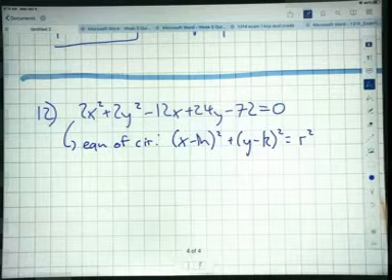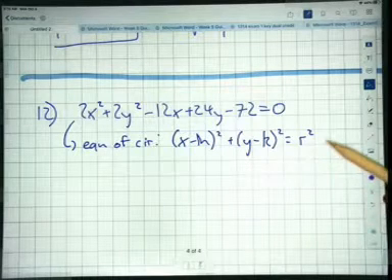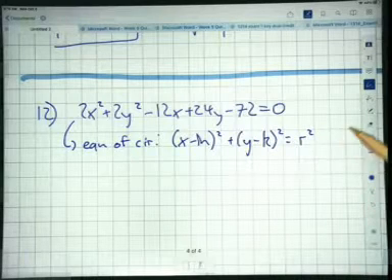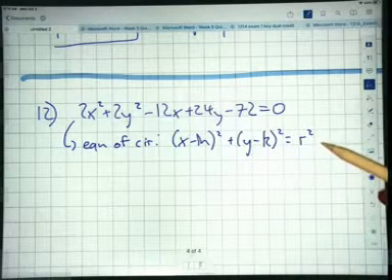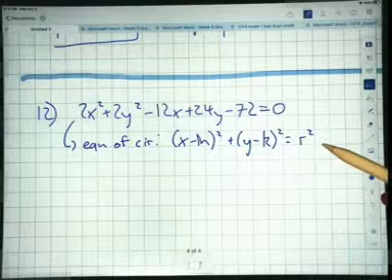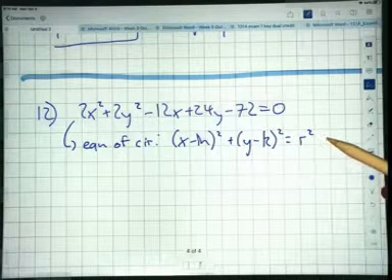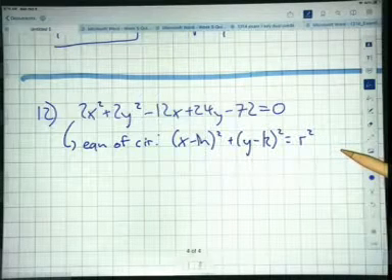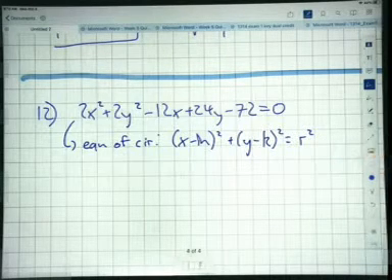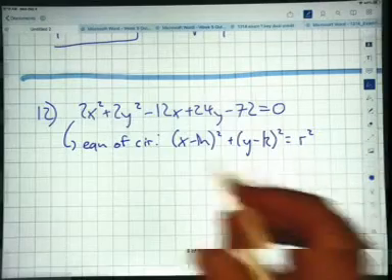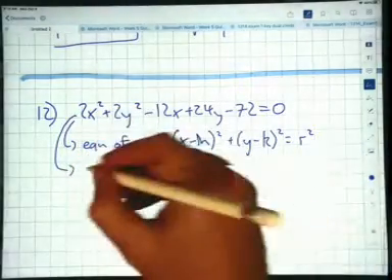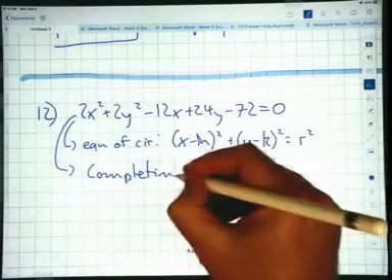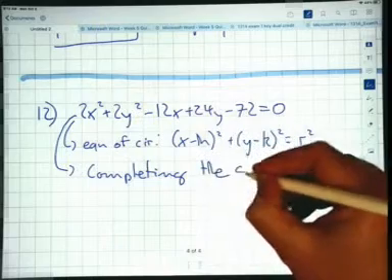We want the equation of the circle because once we have it in this form, we can do lots of things with it. Mainly, we can graph. If it's in this format, I can tell you what the center is and what the radius is just by looking at the equation. So to get into this form, we have to go through the process of completing the square.